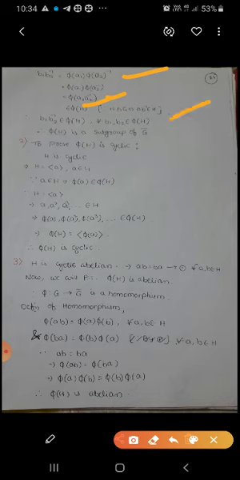Since H is a subgroup of G if and only if AB inverse belongs to H, therefore B1, B1 into B2 inverse belongs to H for all B1, B2 belongs to phi of H. Therefore, phi of H is a subgroup of G.